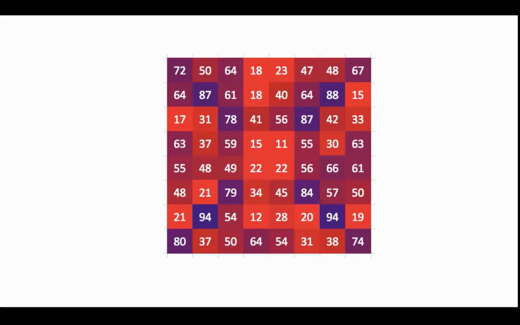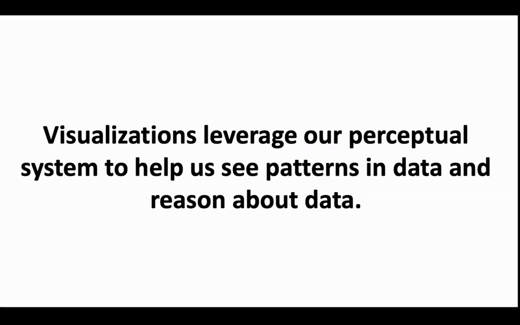What if I do this? I now added a color layer where the darker color correlates with a higher numerical value. And suddenly your visual system is able to pick up that the numbers on the diagonals are associated with the darker purple, and thus it's higher in value, right? The pattern became super salient to you because our visual system is very powerful.